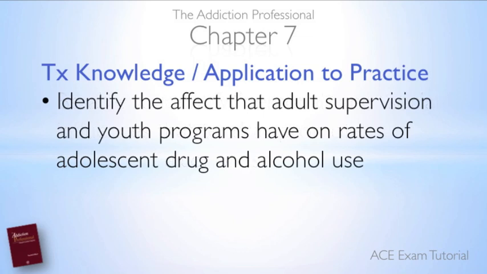And be able to identify the effect that adult supervision and youth programs have on the rates of adolescent drug and alcohol use. For example, know that legal, economic, physical, and social availability of alcohol are environmental influences that may have an impact on adolescent alcohol use.